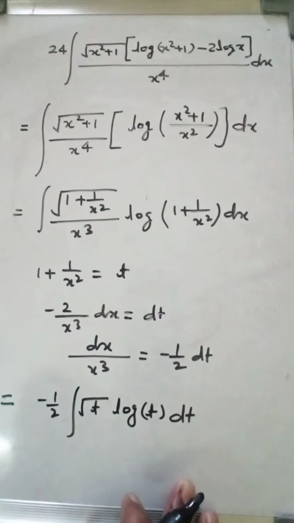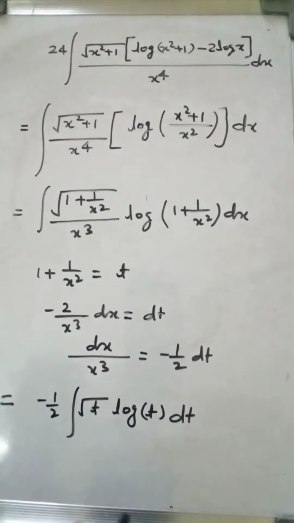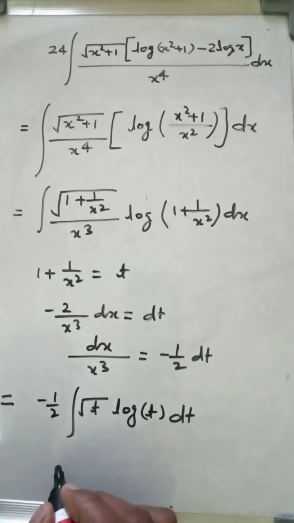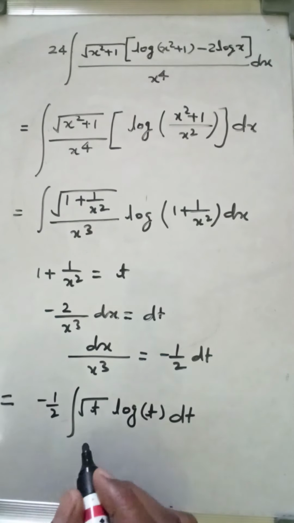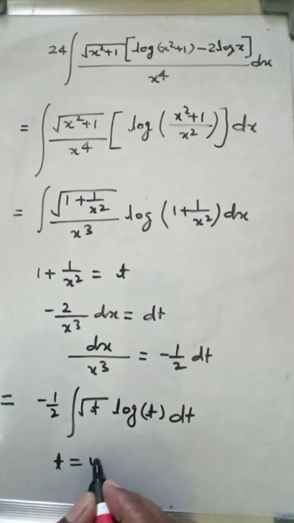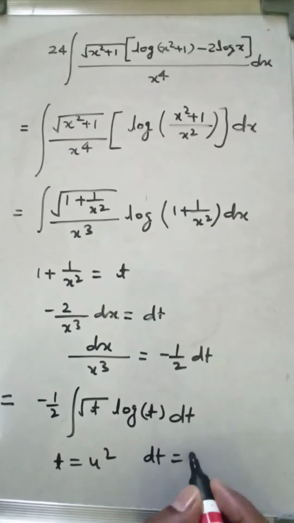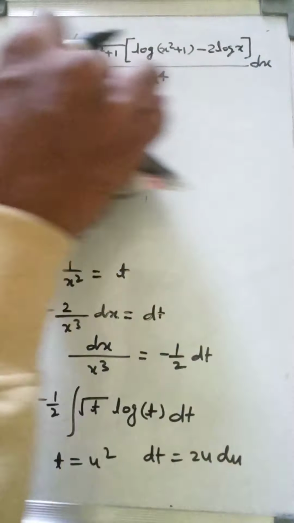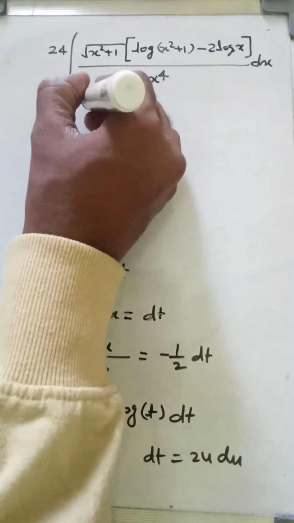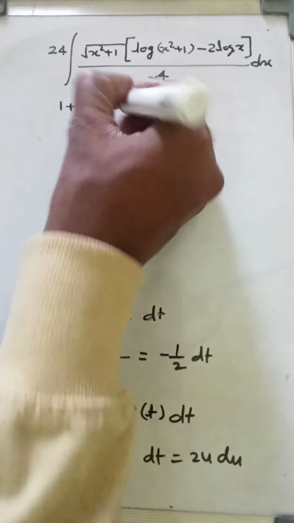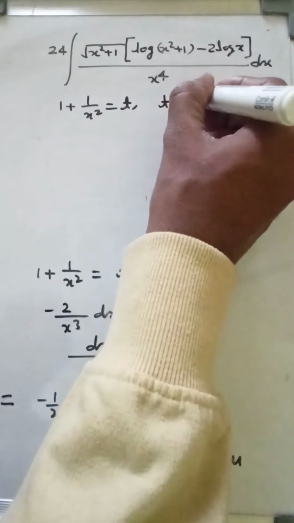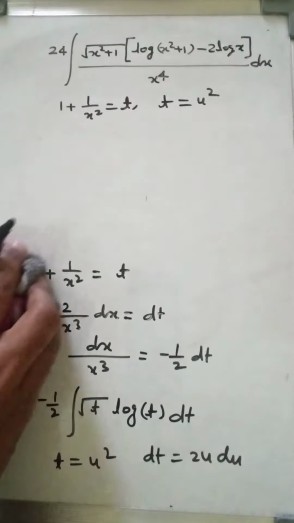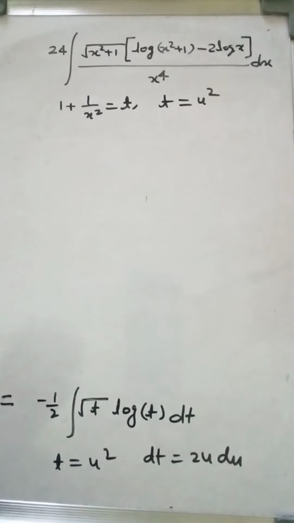Okay, now what to do? Put t equal to u square, so dt equal to 2u into du. And here we need to understand: 1 plus 1 by x square equal to t we have taken, and t equal to u square we have taken, because finally we have to give the answer in x.